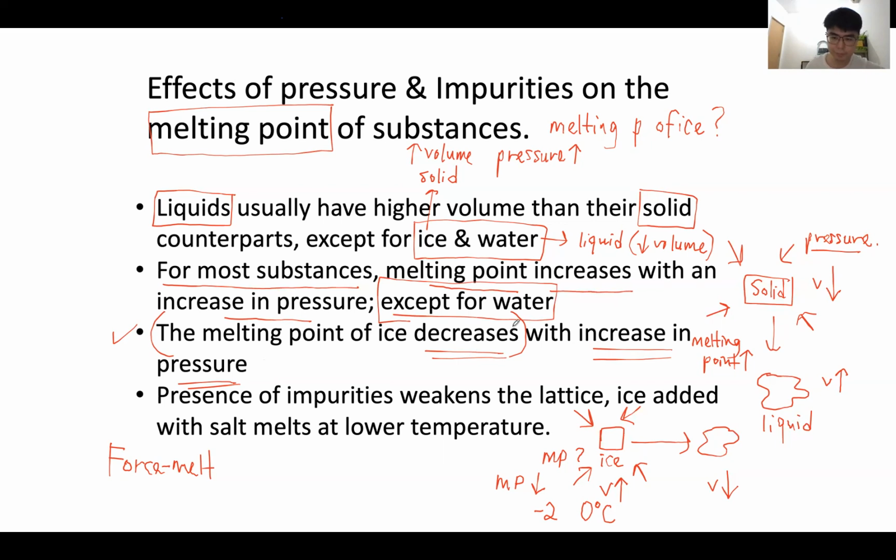Okay, the next one. Presence of impurities. Impurities like I can add salt, or any other substances. If I add salt to ice, what happens to the melting point? So the thing is, salt weakens the bonding. It weakens the lattice. So ice added with salt melts again at a lower temperature. So again, it decreases the melting point. It makes it melt easily. So these are a few things to take note of: effects of pressure and impurities on melting point.